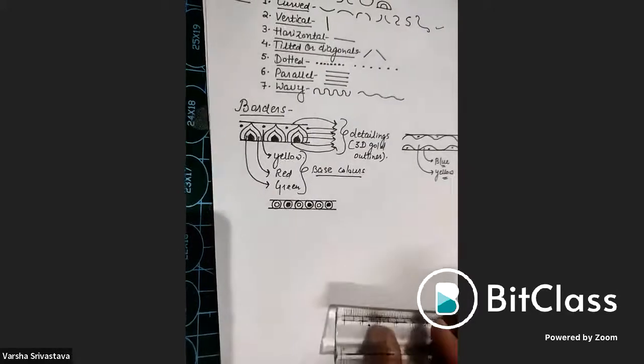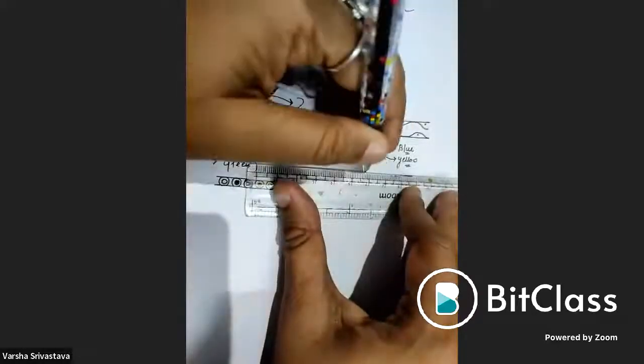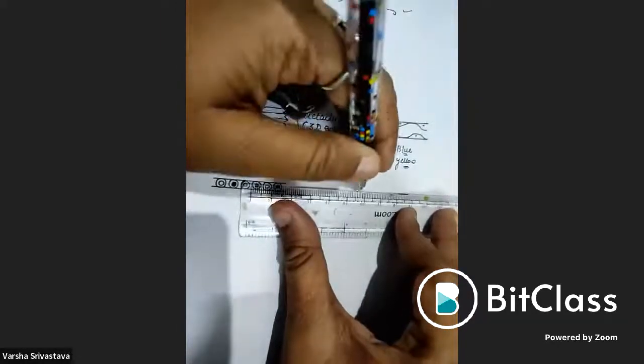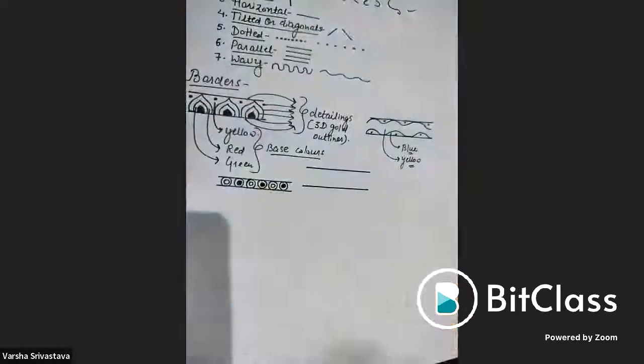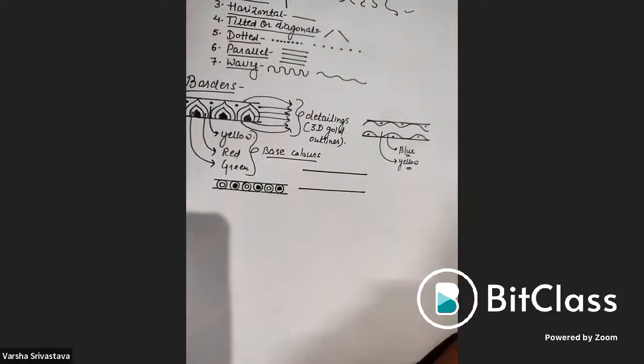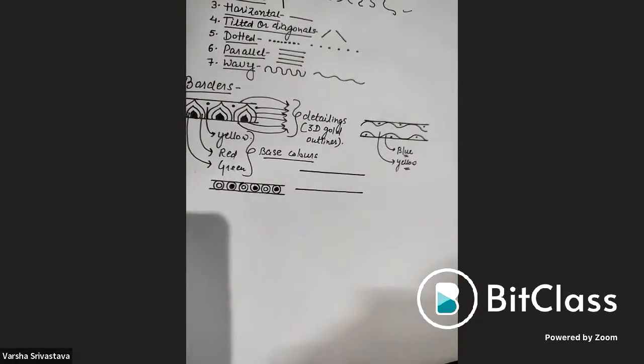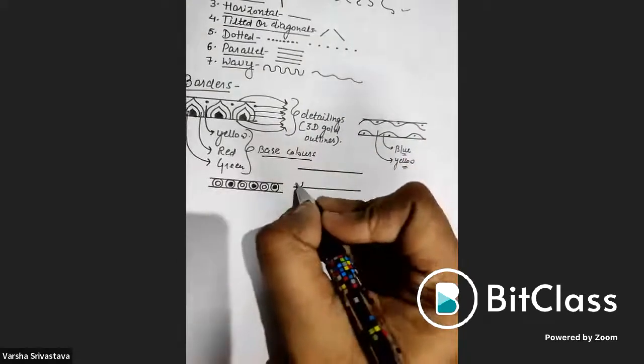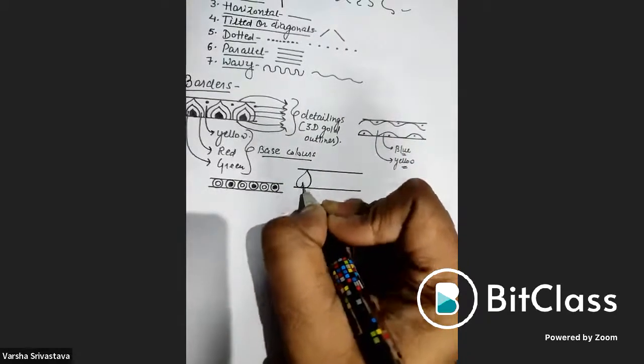The next we will be making the medium size border. I'm just drawing it over here. And in this we will be making the beetles. So you can make any of the beetle shapes in this. I'm just making the simple beetles as of now.